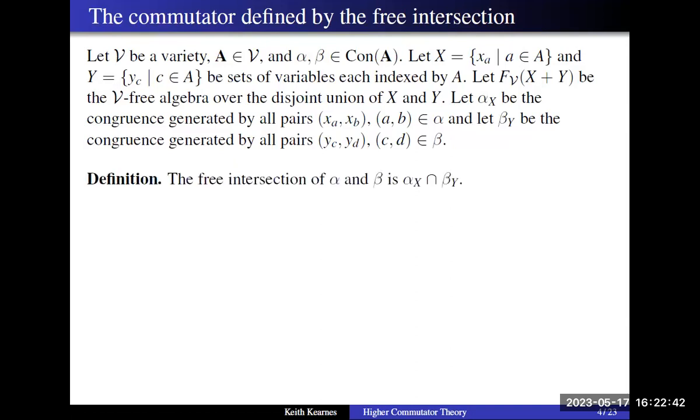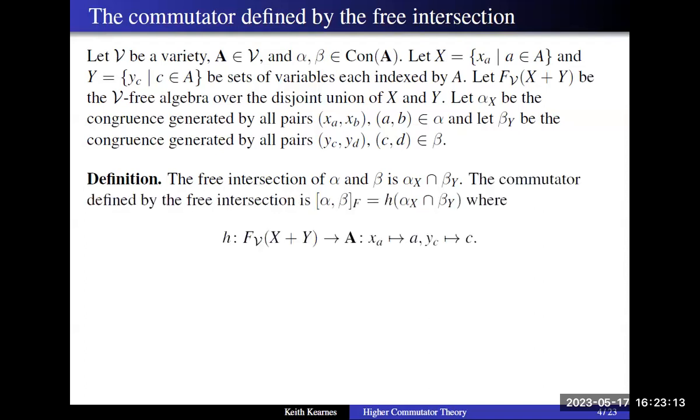Okay? Now, the free intersection of alpha and beta is the intersection of the corresponding congruences on the free algebra. So I took alpha as a congruence on A. I have a copy of A among the first group of free generators. I have an equivalence relation on those generators, generate a congruence of the free algebra. I do the same thing with beta on the Ys, and I'm going to intersect them in the free algebra. Okay? Now, that's a congruence on the free algebra.